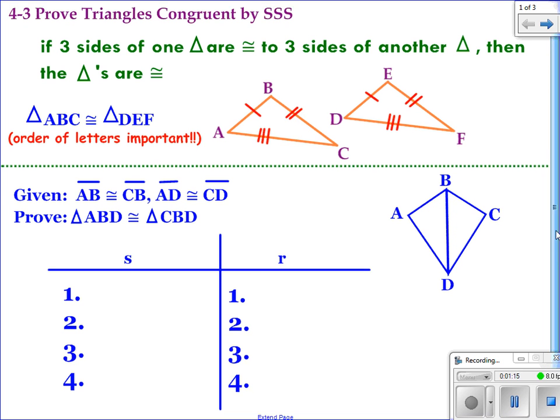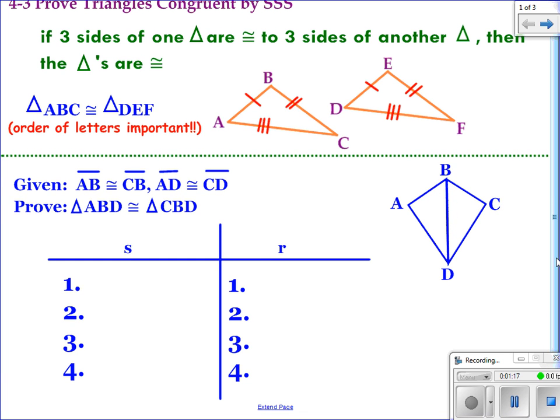All right, so we're going to be starting and finishing these proofs all on your own, and I will show you how simple they really are. So looking at this first example, they gave us 2 things. They told us that AB is congruent to CB, so let's put that on the picture. Those 2 are congruent to each other. The next one is AD is congruent to CD, so let's put that on the picture.